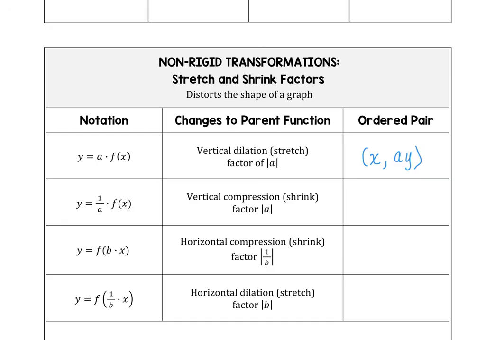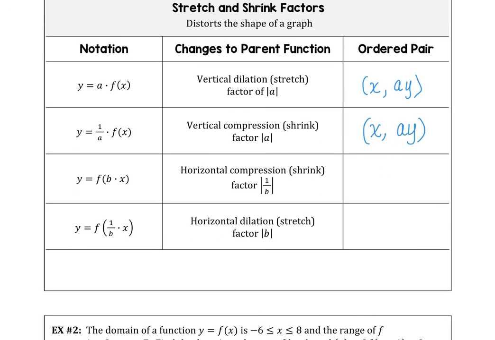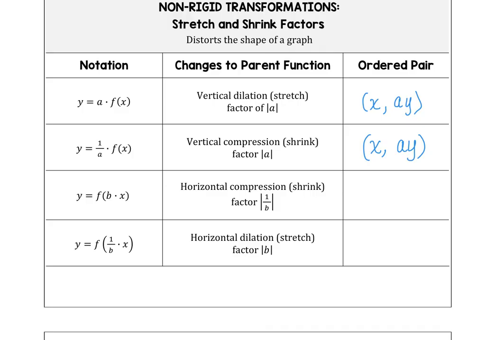1/a is our vertical dilation. It's going to shrink by the factor of a. So again, we're changing the range here. We're going to keep the x and multiply by the factor a, on the y value. The third one, we've got a horizontal compression. It's going to shrink, and the b value is a whole number. So what happens is we're going to divide the x coordinate. We're changing the domain by the factor b, and we're going to keep the y the same.